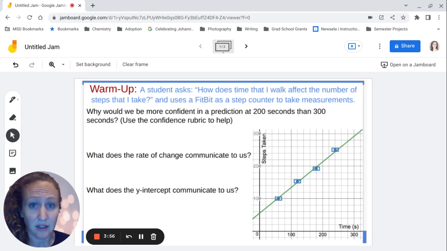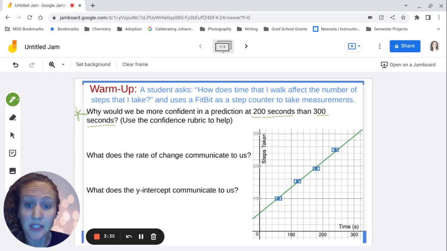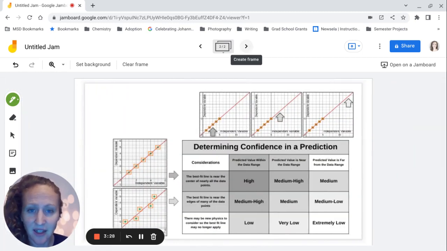Look at the label on the x-axis and then look at the label on the y-axis. Okay, the first question that we're going to answer is this one right here. Why would we be more confident in a prediction at 200 seconds than at 300 seconds? So you're going to use your confidence rubric to help you with this question. If you don't have a confidence rubric, I have one here on this slide, and you can pause the video now to take a closer look at it.